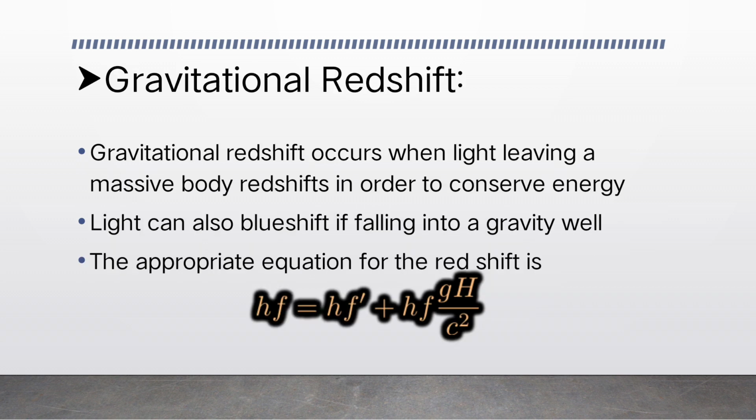Gravitational redshift. The gravitational redshift occurs when light leaving a massive body redshifts in order to conserve energy. Light can also be blueshifted when falling into a gravity well. The appropriate equation of the redshift is hf equals hf plus hf into gh by c squared. It was measured accurate to within 0.02% of the predicted value by Pound and Rebka in 1960 in the tower of Harvard University.